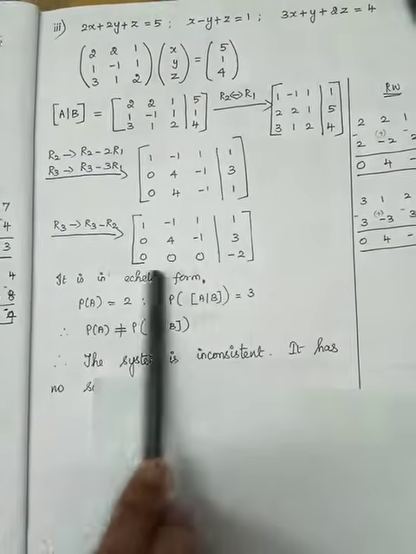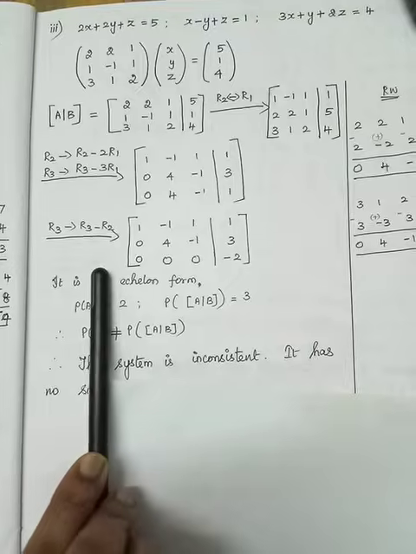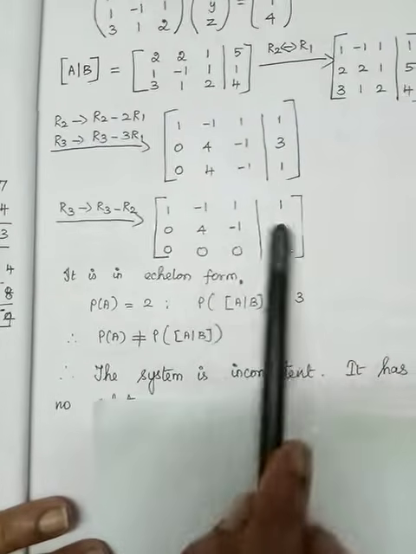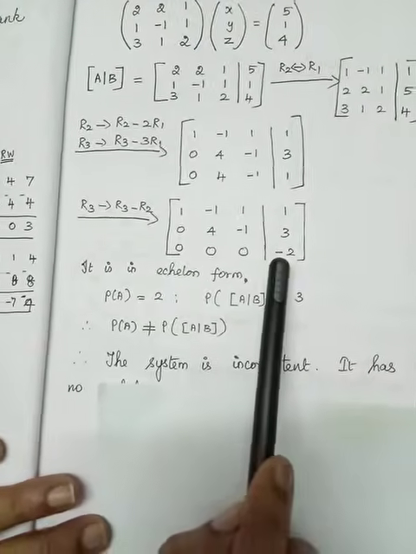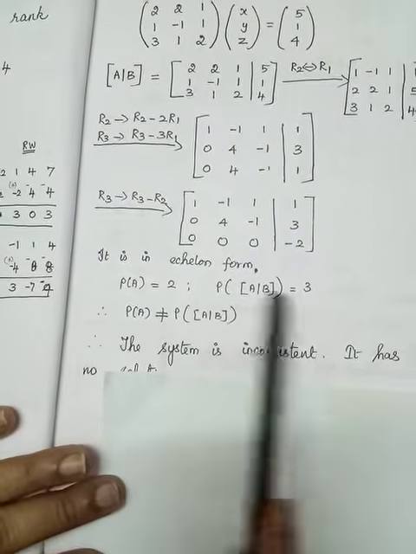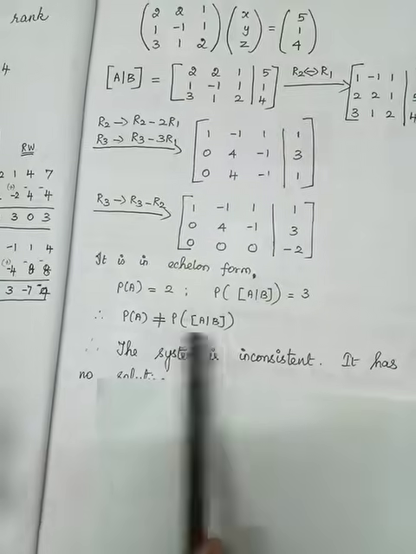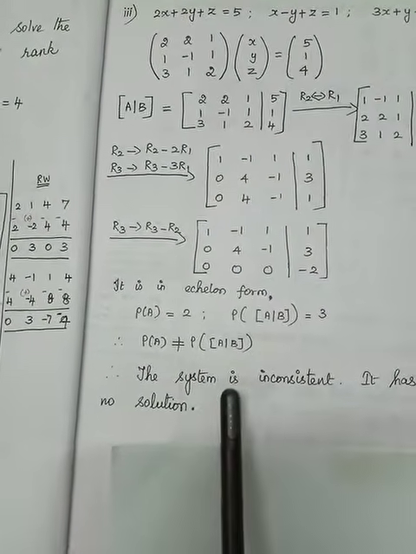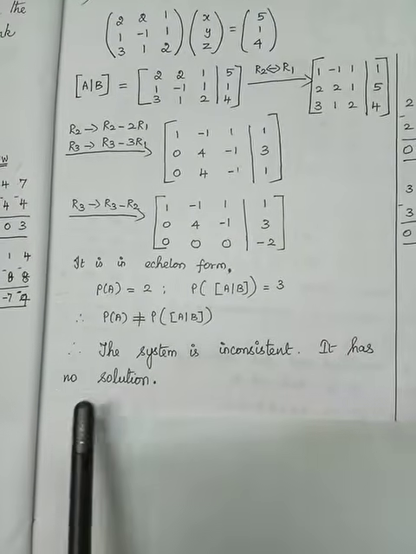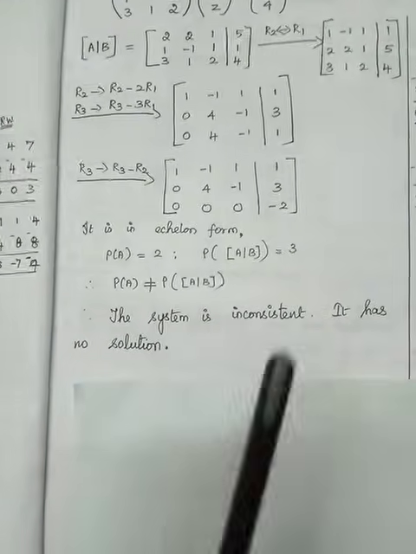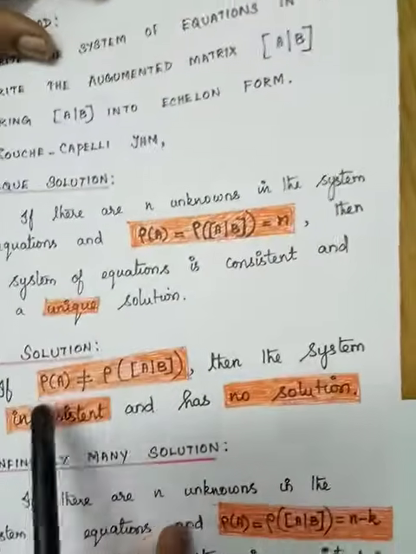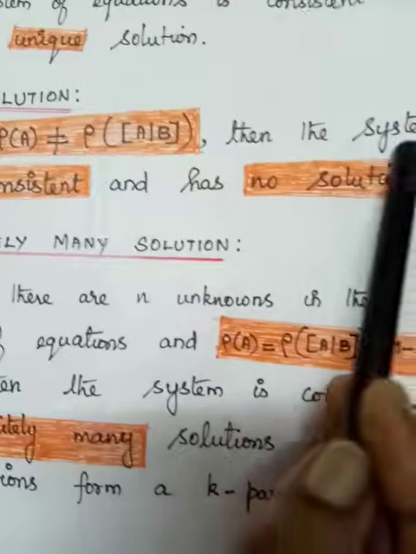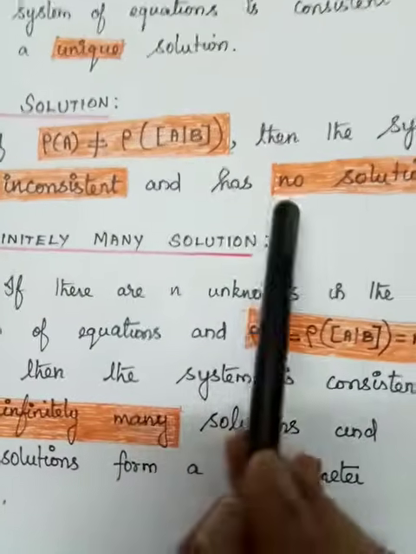The whole matrix has to be considered. Find out the number of non-zero rows. The first one, second one and third one. Here you are having minus 2. So it is equal to 3. Are they equal? They are not equal. If they are not equal, we have to say the system is inconsistent. It has no solution. When rank of A is not equal to rank of AB, then the system is inconsistent, it has no solution.